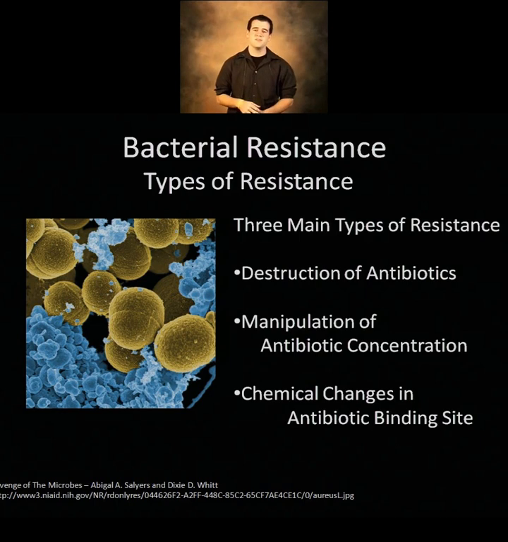The second type of resistance is the manipulation of the antibiotic concentration. In order for antibiotics to work, they must surpass a specific threshold. If this threshold is increased, or if the bacteria reduce the concentration of antibiotics, the antibiotics are not able to efficiently destroy those bacteria. The third is chemical changes in the antibiotic binding site. This occurs when bacteria literally change the binding sites on their surface to prevent any sort of antibiotics from binding to them, thus rendering the antibiotics useless.